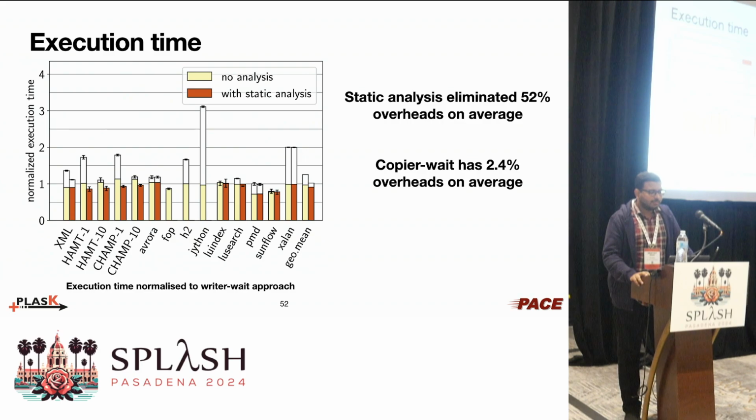The execution time, again, this graph shows the execution time of our approach. The red part shows the execution time of the copier weight approach with static analysis. And the yellow part shows the execution time without analysis. And you can notice the white part above the bar. This white part is the overheads that we have. The execution time is normalized to the writer weight approach. And as you can see, the static analysis eliminated 52% of the overheads on average.